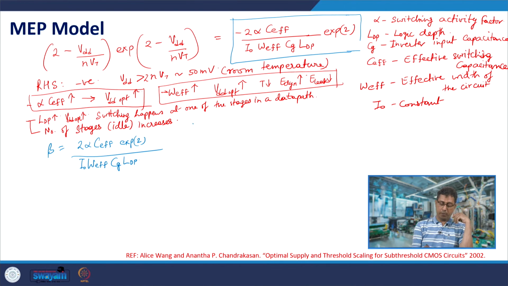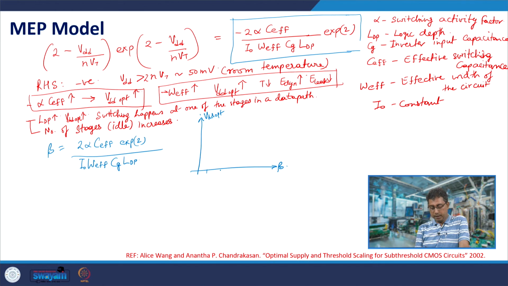So, if we plot this beta with respect to optimum VDD, what do we find? As you increase beta, that can be because you are increasing alpha or you are increasing C effective or you are reducing LDP, whatever be the reason. If you increase beta, VDD optimum reduces. By increase, I mean increase in magnitude.